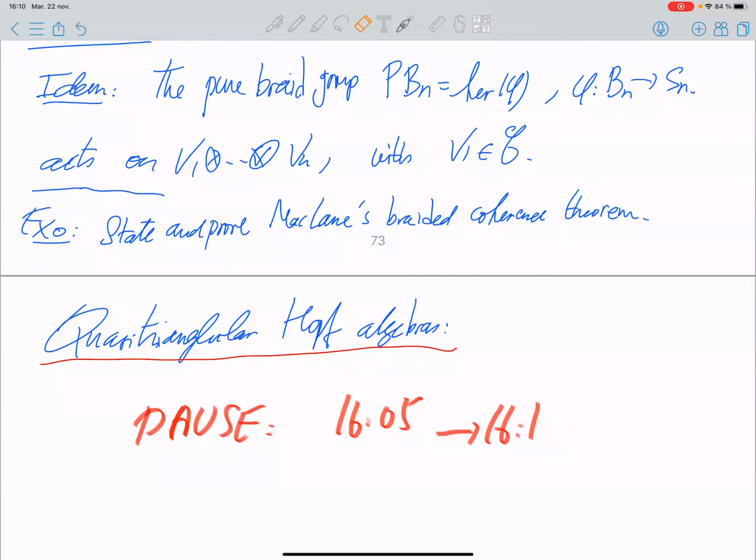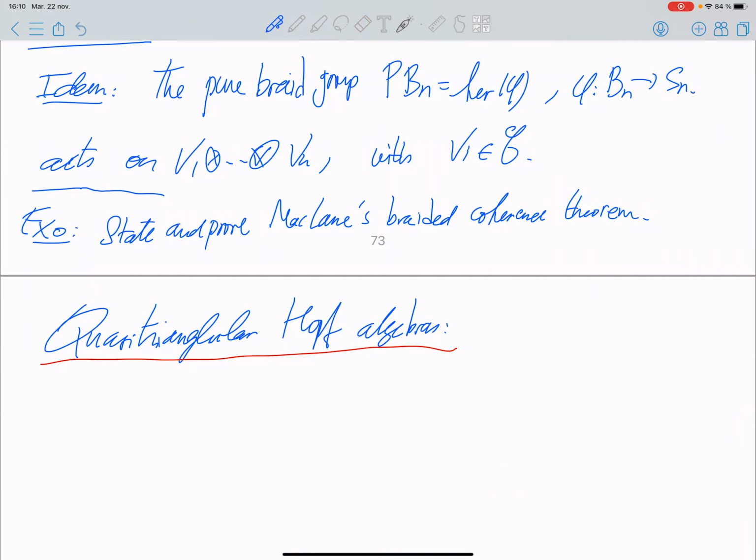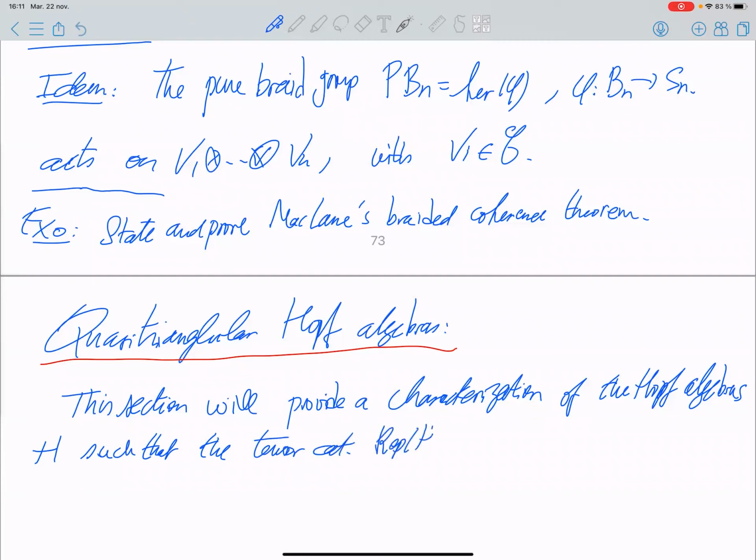Okay, let us restart. So this section will provide a characterization of Hopf algebras whose representation category is braided. This section will provide a characterization of the Hopf algebra H such that the tensor category Rep H is braided.